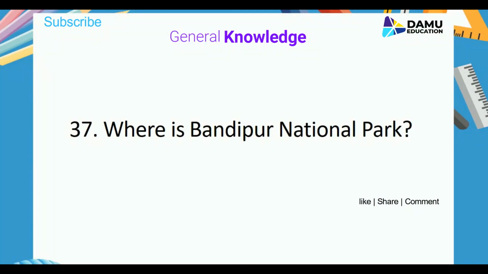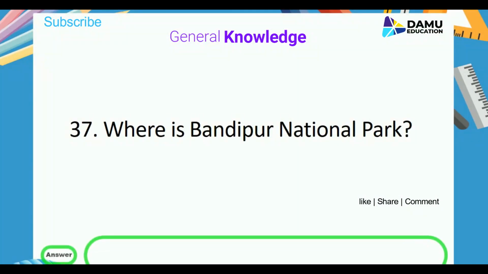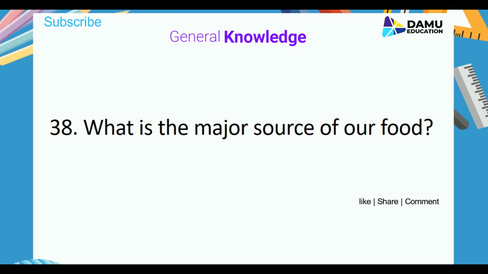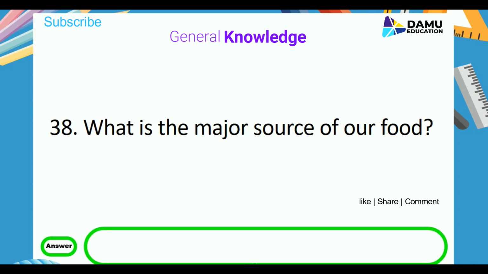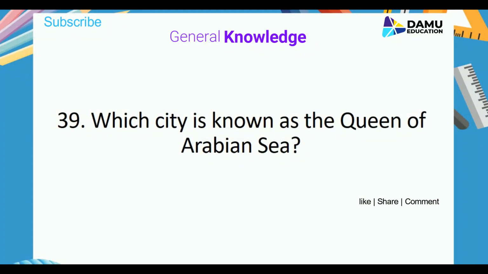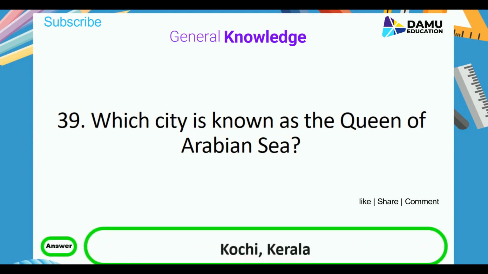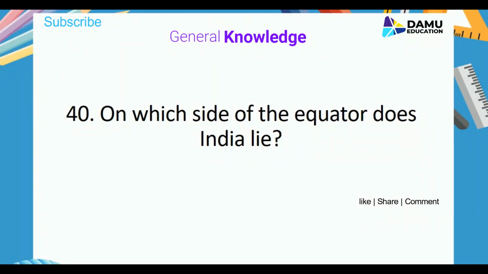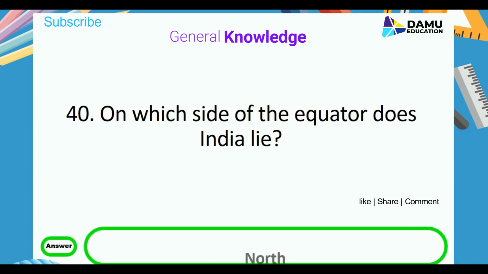Where is Bandipur National Park? Answer is Mysore, Karnataka. What is the major source of our food? Plants. Which city is known as the Queen of Arabian Sea? Answer is Kochi in Kerala. On which side of the equator does India lie? Answer is north side.